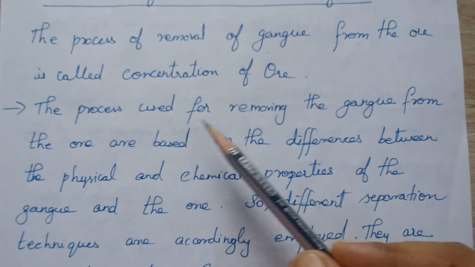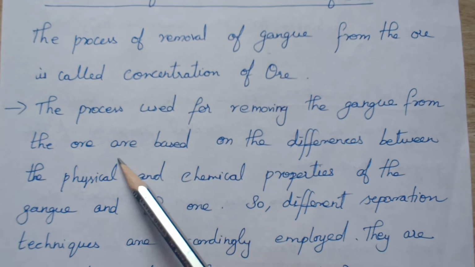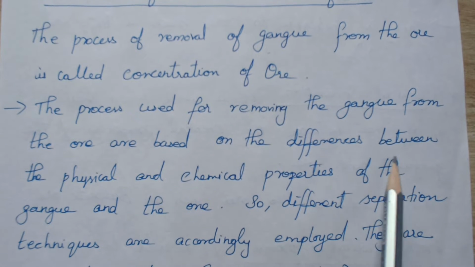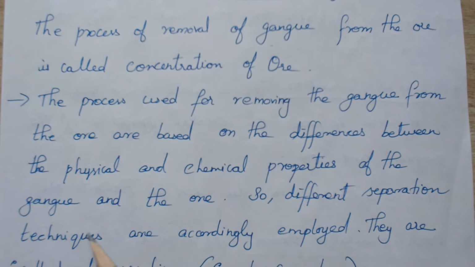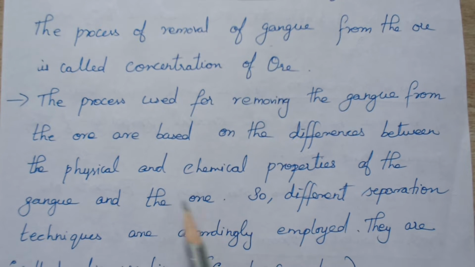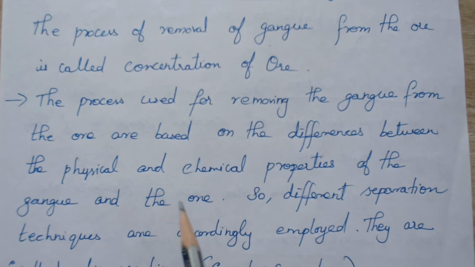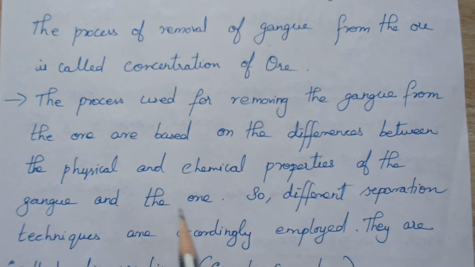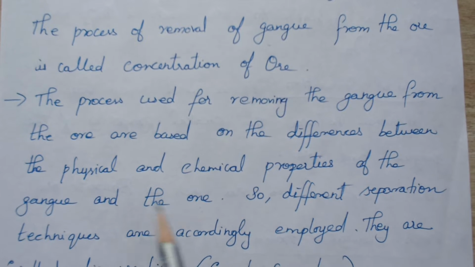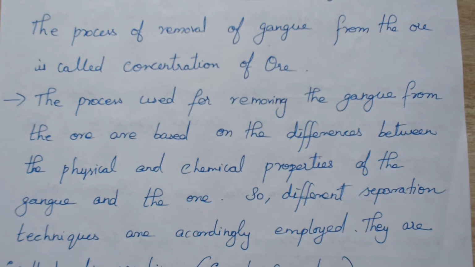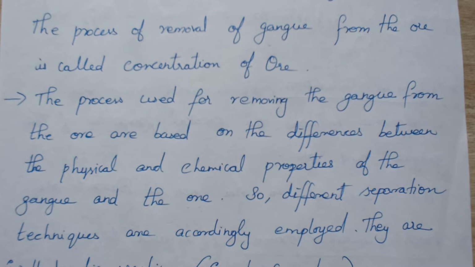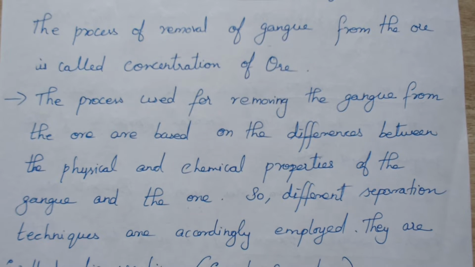The processes used for removing the gangue from the ore are based on the difference between the physical and chemical properties of the gangue and the ore. Some impurities are mixed with the ore, right? So we need to find the physical and chemical properties of the gangue and the ore first, then accordingly apply which method can be used to concentrate the ore. That means which process can be used to remove the gangues from the ores.